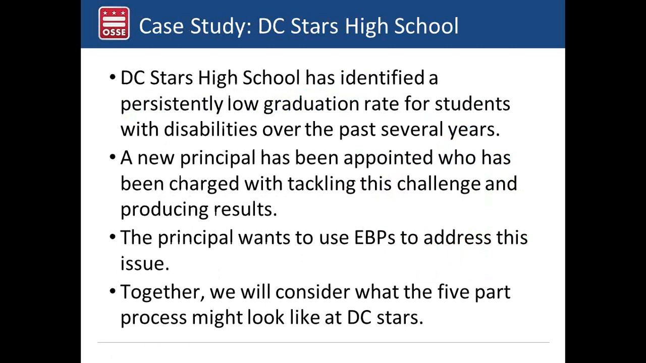When thinking about utilizing the 5-part plan, we want you to think about a real-life situation in which you could utilize this guidance. For now, let's consider the case study presented here with DC Stars High School. This fictitious high school has looked at its data and determined that the graduation rate for students with disabilities is persistently low and has been for several years. There has been a new principal appointed, charged with examining this challenge and producing outcomes. The principal wants to use EBPs to address the issue.